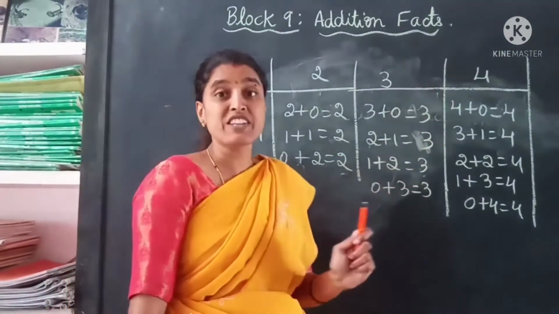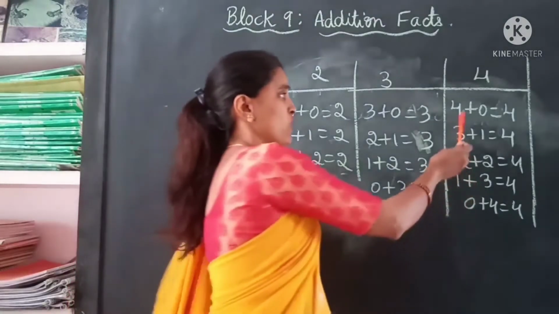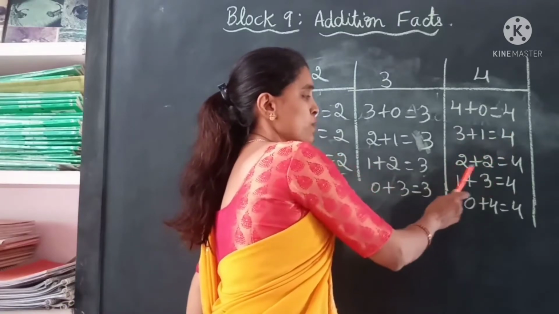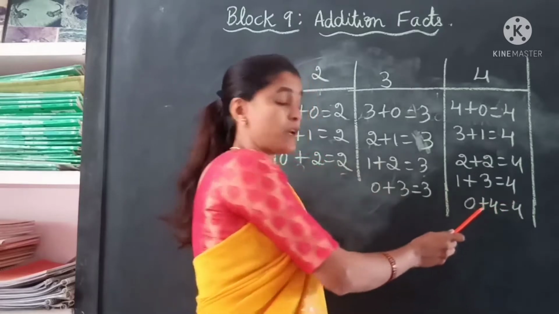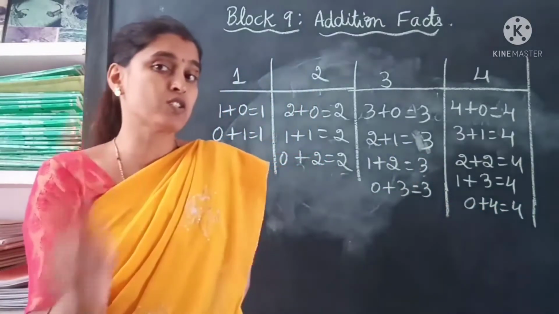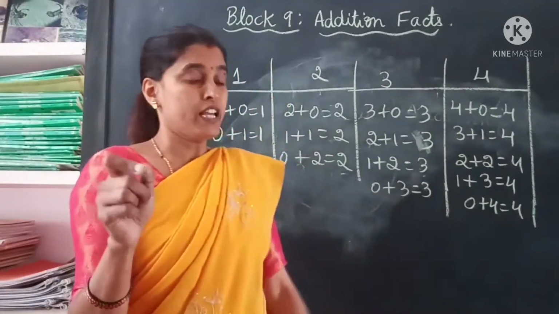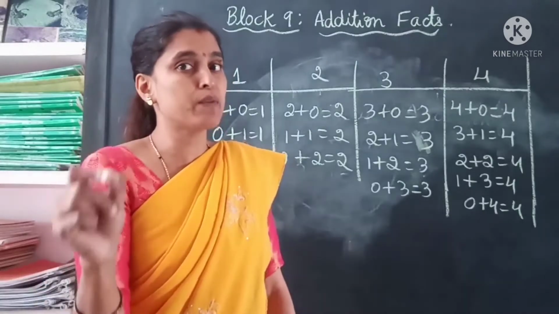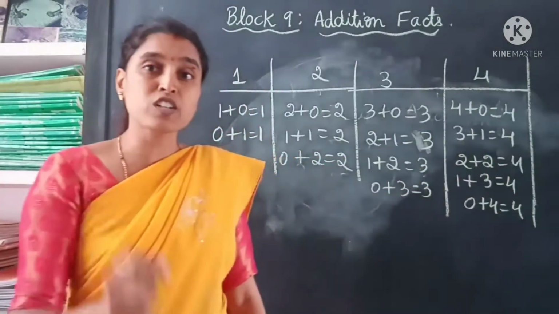Now let us learn the addition facts of 4. Which are the addition facts of 4? Here 4 plus 0 equals 4. 3 plus 1 equals 4. 2 plus 2 equals 4. 1 plus 3 equals 4. And 0 plus 4 also equals 4. So these are nothing but the addition facts of 4. Here all these addition sentences are adding up to the same number, that is 4.